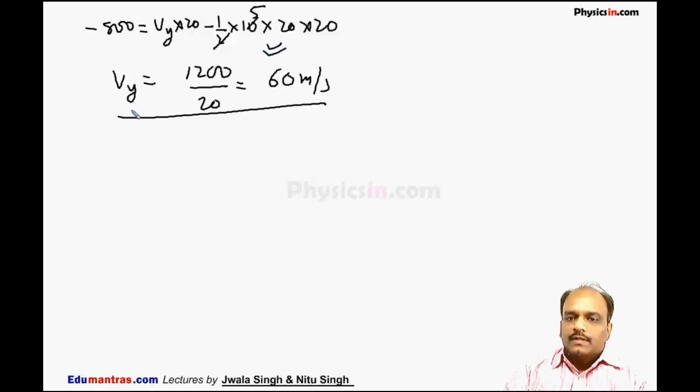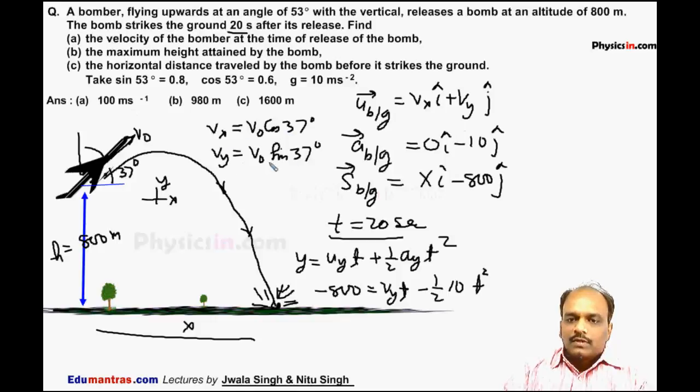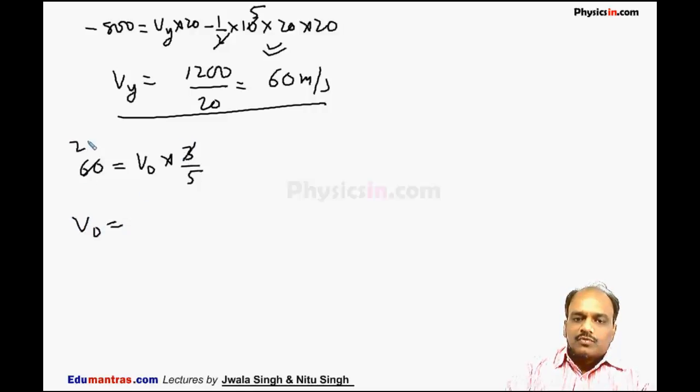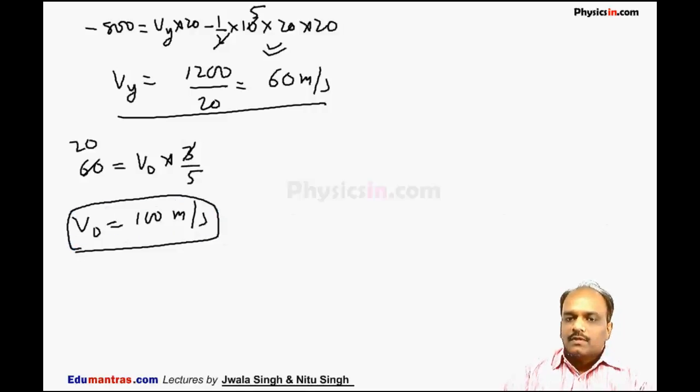Now if I know Vy, I can say Vy is also equal to V0 sin 37 degree. So Vy is 60, which is equal to V0 sin 37, which is 3 by 5. So V0 comes out to be, this will cancel out, it becomes 20, and V0 is equal to 100 meter per second. So the speed of the bomber at the instant is 100 meter per second. This is our first answer.